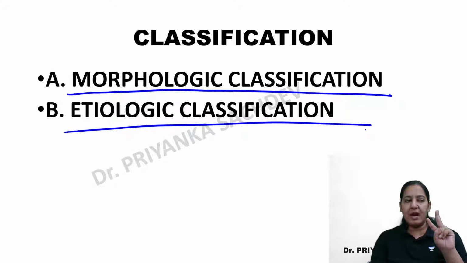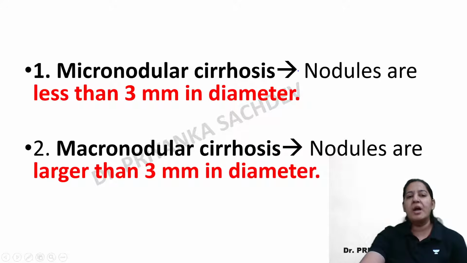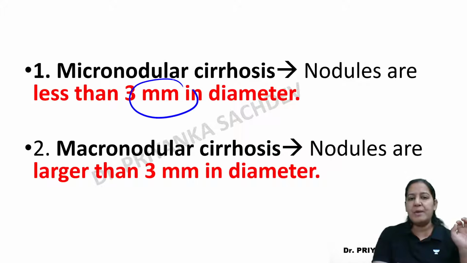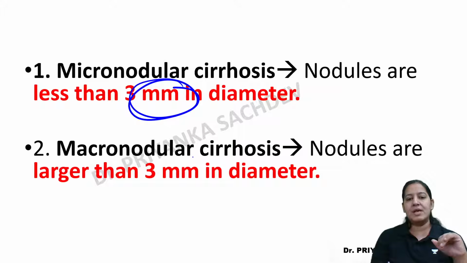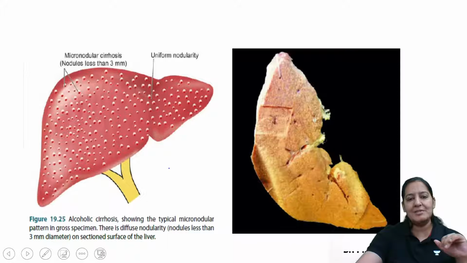Morphological and etiological, there are 2 types of classification. Let me teach you first the morphological classification. In the morphological classification, 2 types of cirrhosis are there based on the morphology, based on the size of the nodule. If all the nodules are less than 3 millimeter, it is micronodular, and if all the nodules are more than 3 millimeter, it is macronodular.